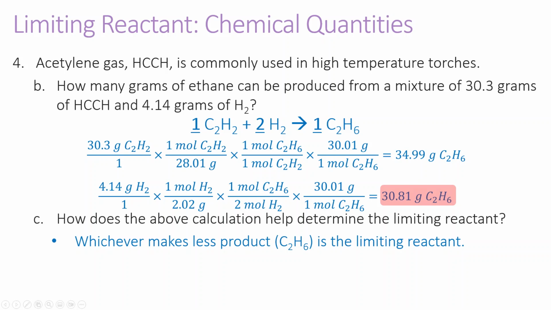So anytime you do a limiting reactant calculation, you're going to pick a product and see how much of that product you can make with your starting ingredients. And whichever one makes less is going to be your limiting reactant. So whichever makes less product, in this case, we only have one product to choose from, that's how we know that hydrogen is my limiting reactant. So when you're doing this calculation, we just have to be careful to make sure that our units are all working out and that we are comparing the amount of product.